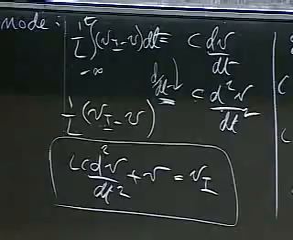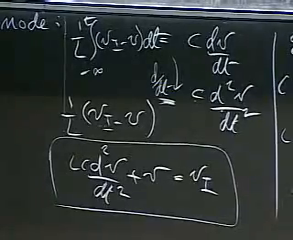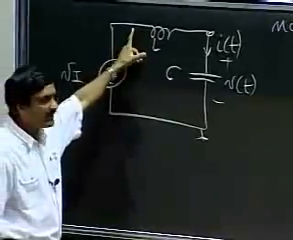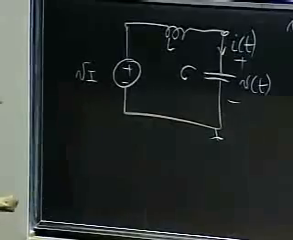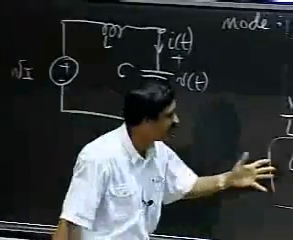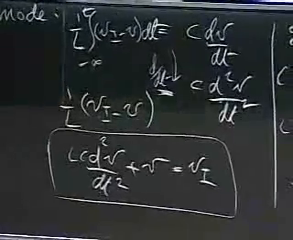So much as the voltage across the capacitor was a state variable in our RC circuits, or the current through the inductor was a state variable in our RL circuits, out here both the current through the inductor and the voltage across the capacitor are my two state variables. Okay, and so here I have a second-order equation in my voltage V.